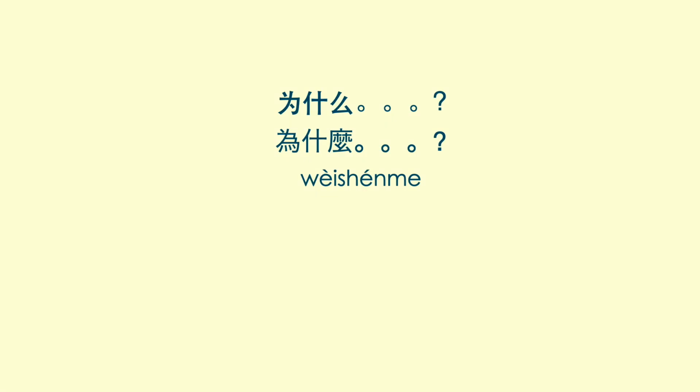One expression we can use to ask why is 为什么? We already know that 什么 means what. 为 means for or in order to. Unlike the first three questions in this lesson, 为什么 is not a question pronoun, and it usually appears at the start of what is being asked.